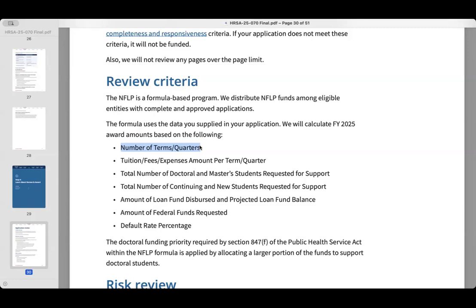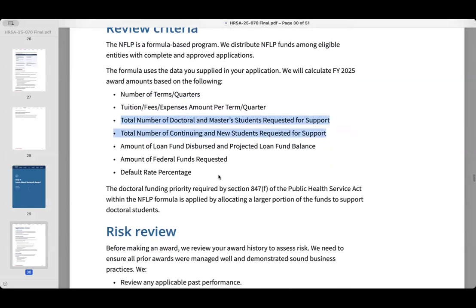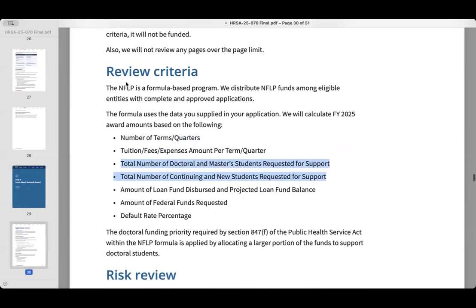Tuition expenses, etc. This is going to be a matter of consulting the relevant catalog. Total number of students in both categories, which support is being requested. And then we see that all this is used to go into a calculator to determine how much money the federal government would offer for this loan fund to support the number of students that you submit.